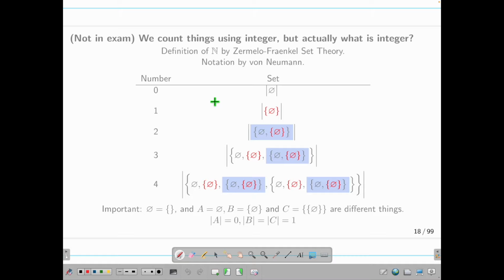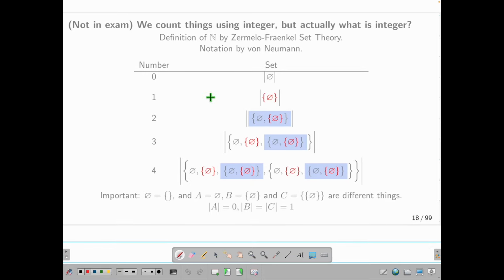But this helps you understand things, so I mentioned it. We count things by number. Then what is number? Don't tell me 1 means 1 apple or 5 means 5 ducks. No. 0 means the cardinality of the empty set. We define number by set. 1 means I have a set which contains the empty set, and the cardinality of this whole thing is defined as 1.